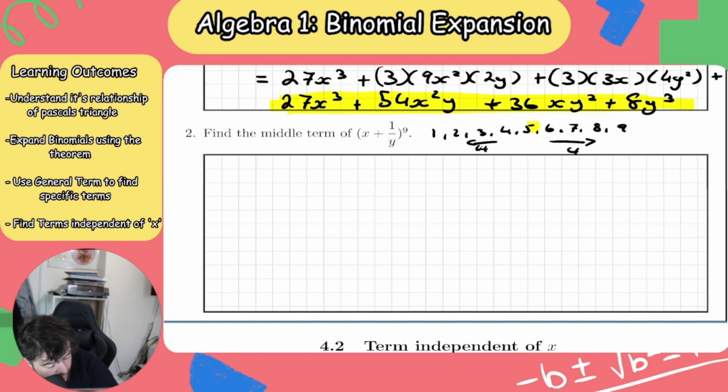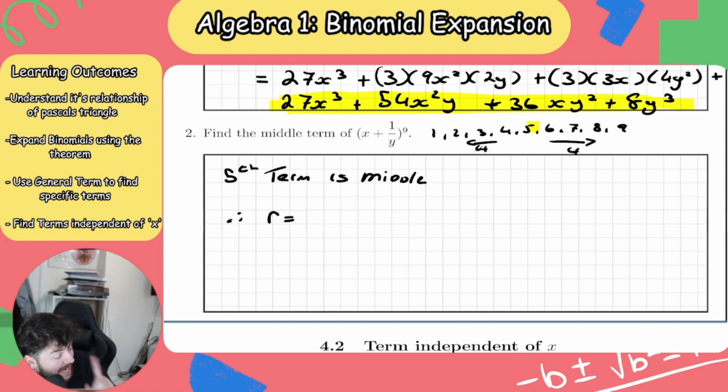So the fifth term is the middle term. So in that case, remember, r is always 1 less, so r is going to equal 4. So let's sub into my formula. Now this 1 over y, I don't really like it, so I'm going to rewrite this as y to the power of minus 1, because that is indices. If you don't remember the indices rules, you do have to go back over them.